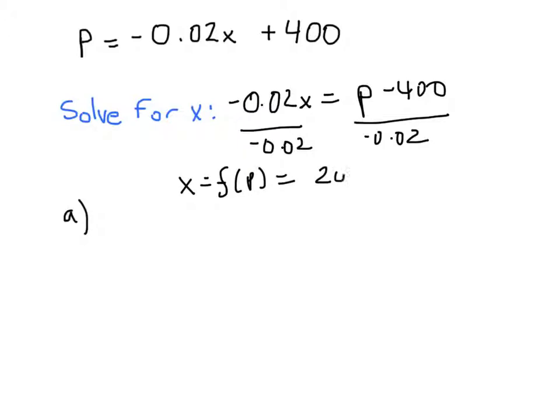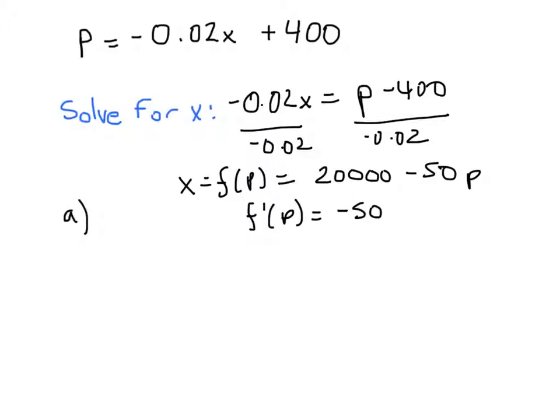20,000 minus 50p. And that 20,000 is negative 400 divided by negative 0.02. And of course, p divided by negative 0.02 is a negative 50p. So this is my f of p. And then we can find f prime of p because we'll need that as well. That's just negative 50.